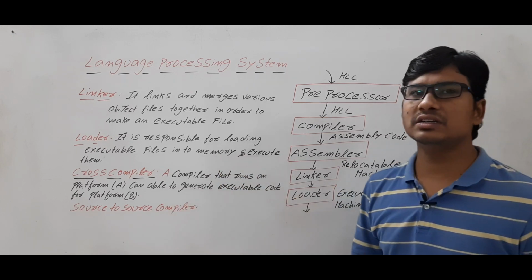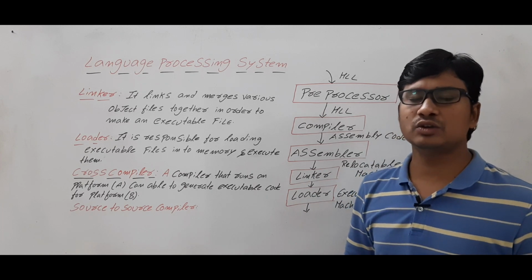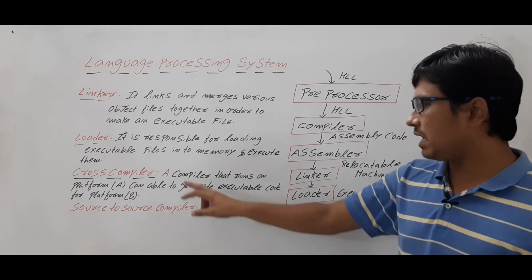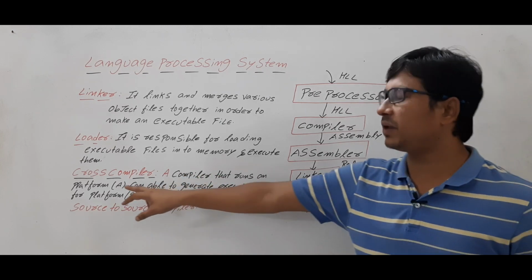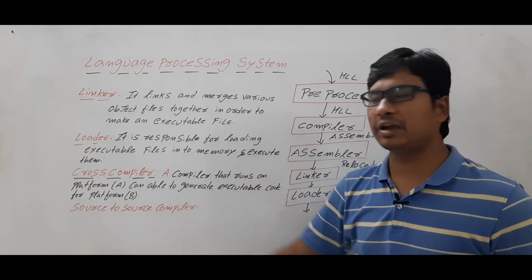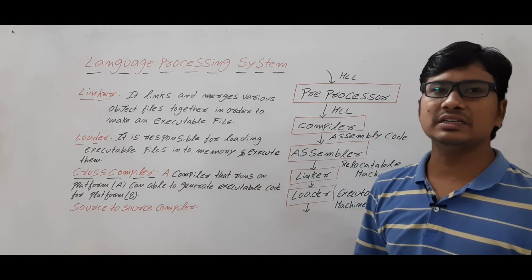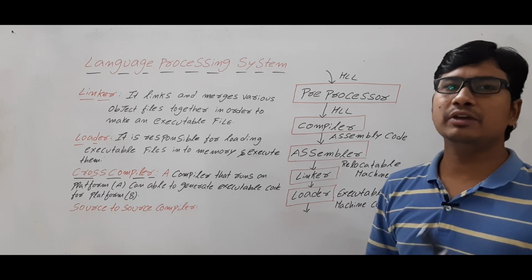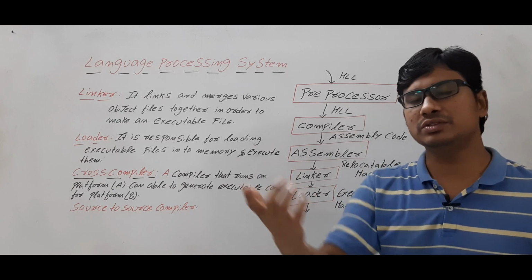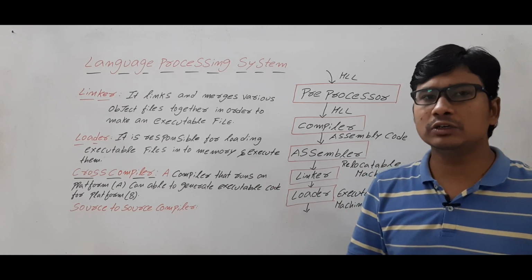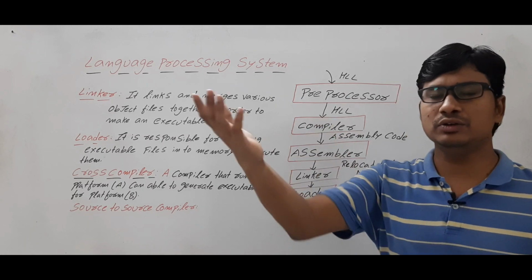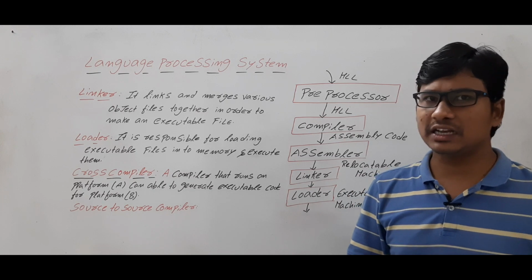Okay, now we will discuss 2 types of compilers. One is the cross compiler and then I will discuss the source to source compiler. A compiler that runs on platform A and is able to generate executable code for platform B, then we will call it a cross compiler. Let me give a small example. You are running a program on Windows 7, and you want the executable code such that it can run on the Linux operating system. So Windows 7 is one operating system, Linux is another operating system.